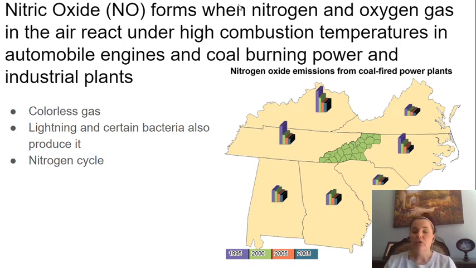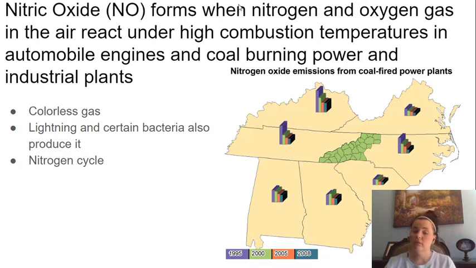So nitric oxide. This is when nitrogen and oxygen react. And a lot of times nitric oxide comes from coal. So we get into dirty coal, clean coal. Kentucky is, you know, we are in coal country.